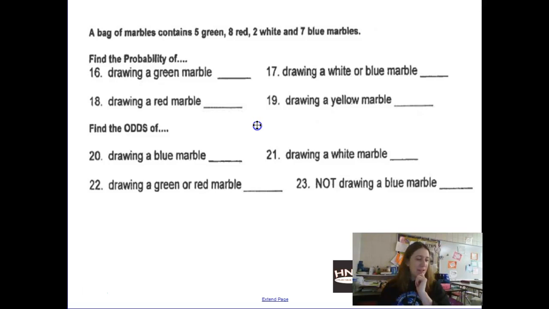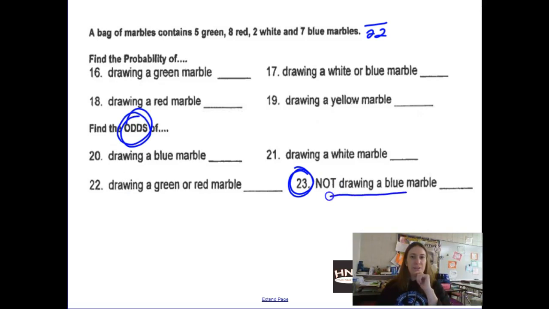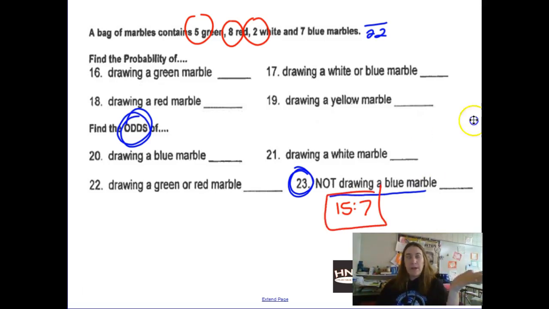All right, this set of questions is referring to a bag of marbles. I don't think any of these were assigned to you, but number 23 would be a really fantastic question for us to look at anyways. We have 5, 8, 2, and 7 marbles in this bag, so 22 marbles total. The question asks for the odds of not drawing a blue marble. A winner would be pulling anything that's not blue, so that's 15 winners, and a loser would be a blue marble. So 15 to 7.